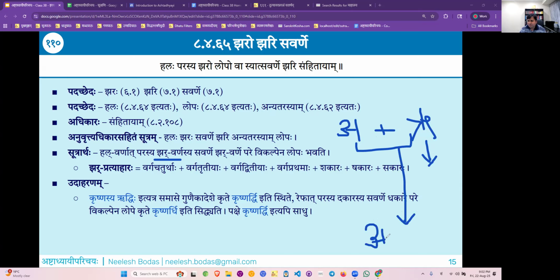From where does r come? Uraṇ raparaḥ. Why is a selected? What are the candidates? Adeṅ guṇaḥ: a, e, o. Why is a selected? Why not e and o?